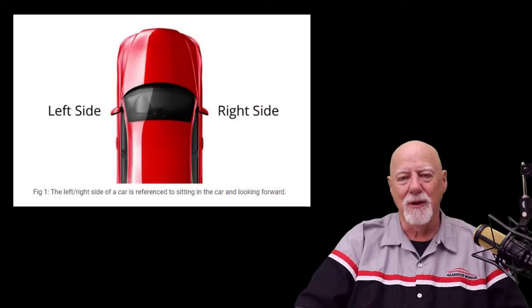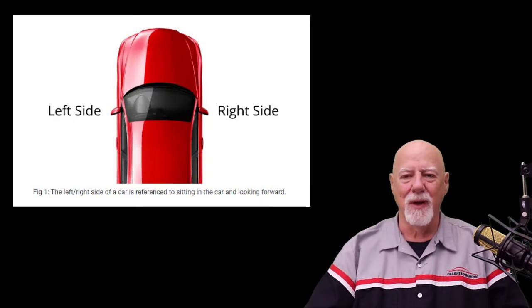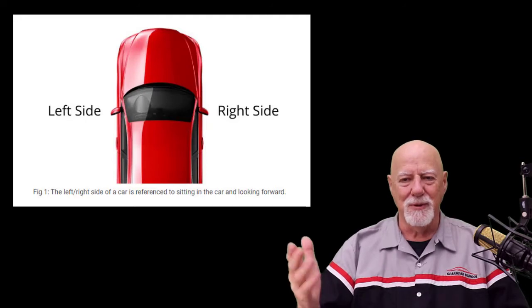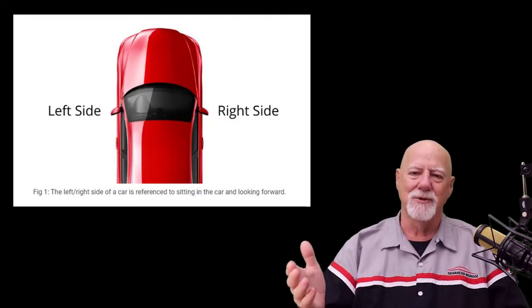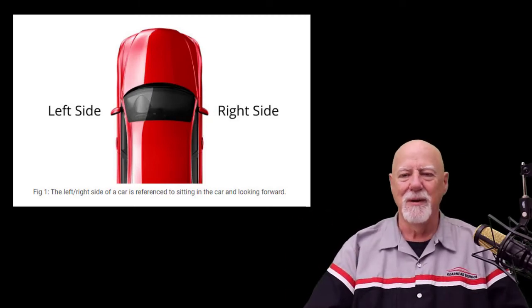In this video, we're going to take a look at some basic terminology. We'll first look at the left side, right side of a car as illustrated in the image here. It seems simple enough, but it actually causes a lot of problems in the industry because the left side is sitting in the driver's seat looking out the window. That's the left side and the right side.